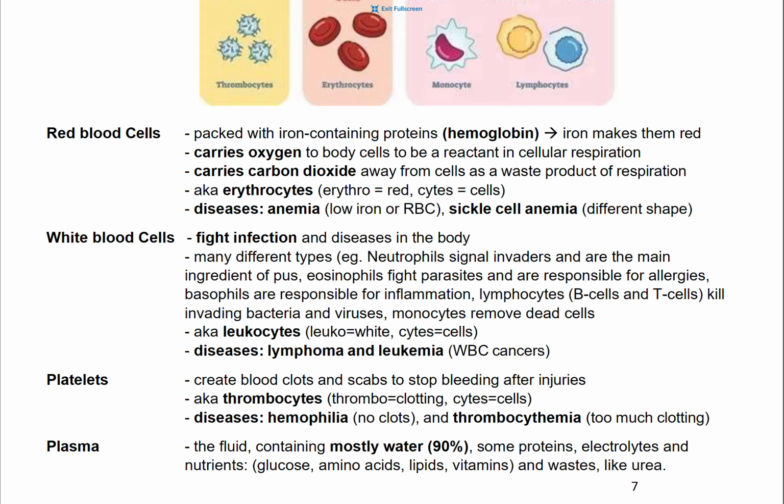And then you have your plasma. Plasma is the liquidy part of blood that's fluid. It contains mostly water. It also contains proteins that are going around your body, including hormones. It contains electrolytes. Electrolytes are basically minerals in ion form. We learned about them in the first unit. Nutrients like glucose, amino acids, lipids, vitamins, and then some waste like urea. So the red blood cells are really there for transporting oxygen and carbon dioxide, and everything else sort of dissolves in the plasma.